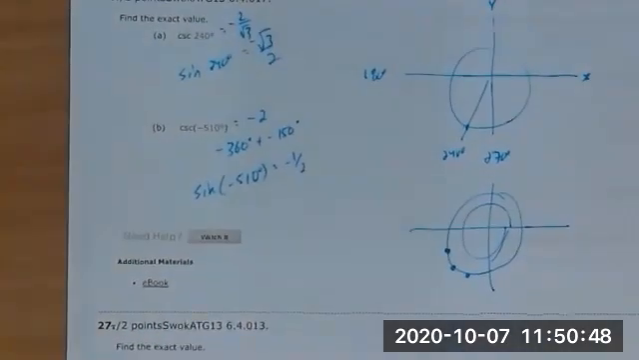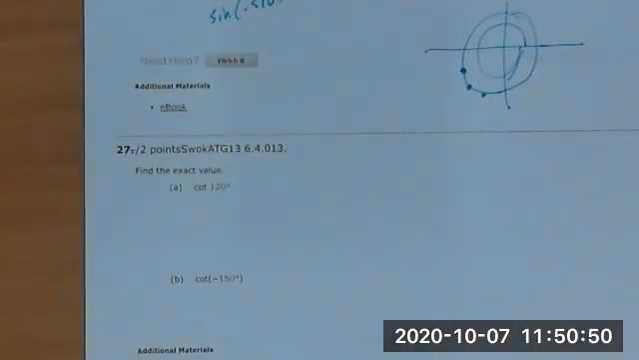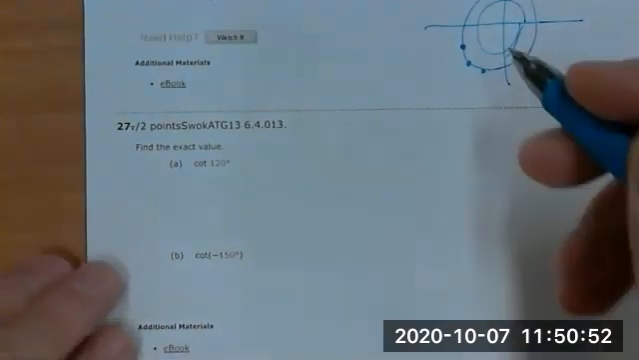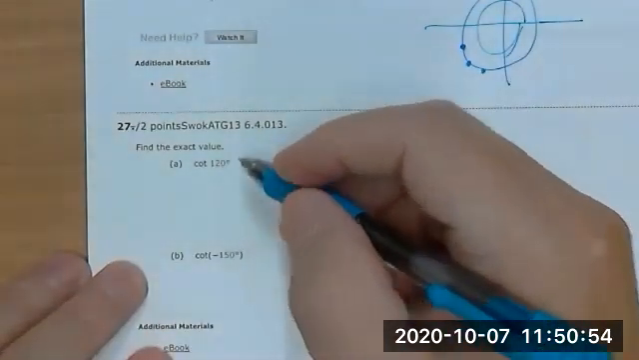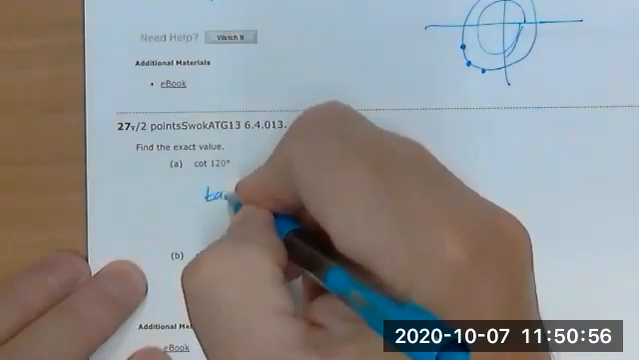All right. Maybe I'll do these last two. Just might as well finish them out. Cotangent of 120. What I'm going to do is I'm going to find the tangent.